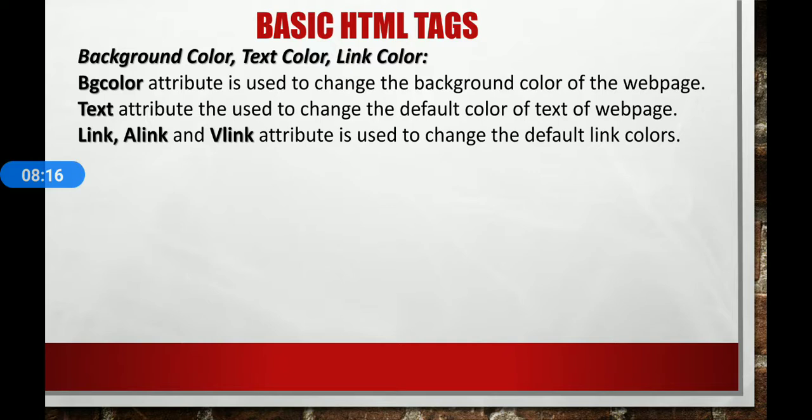There are three states of hyperlinks in any HTML document: link, alink and vlink. Link is the simple link, alink is the active link, and vlink stands for visited link. By default, the link color is blue, the alink color is red, and the vlink color is maroon. But by using these attributes, we can change the default color of the body and the default color of a hyperlink inside the body tag.